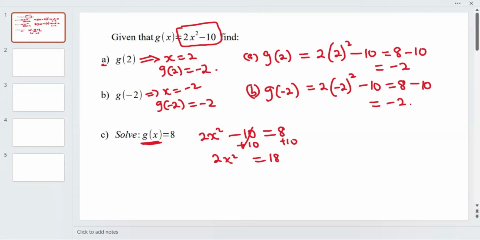So I'll divide both sides by 2 to make sure that my x squared is standing alone. And that means this is cancelling this. So we have x squared now equals 9.